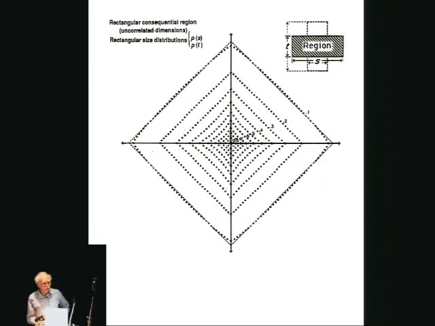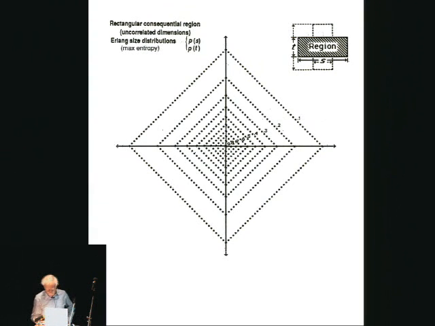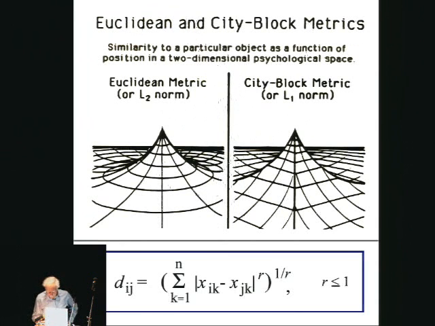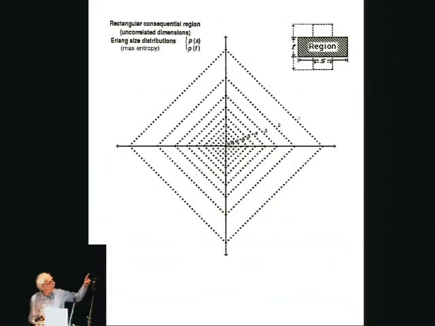Well, if the size dimensions are uncorrelated along different axes of the space, then you get a very different situation. And this just shows it for a rectangular kind of size distribution. Now you see you don't get the circular ones, but you get something very close to the city block metric. And again, if you use the maximum entropy size functions, you get exactly the so-called city block metric.